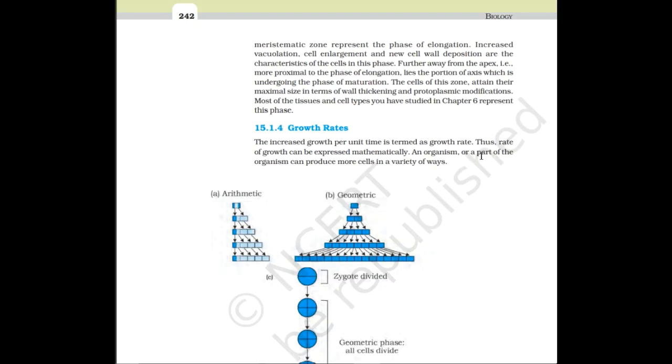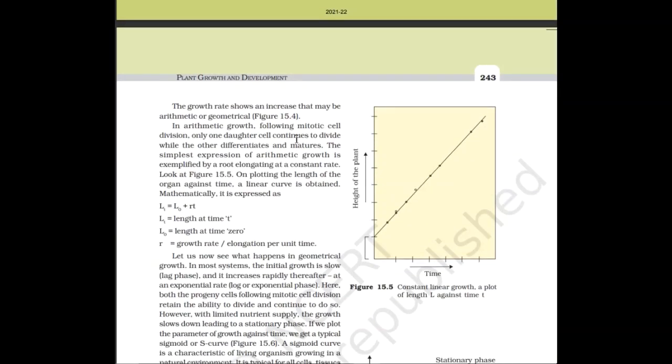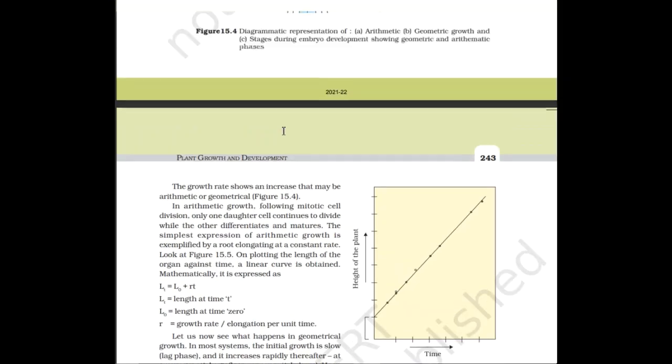Let us see the growth rates. The increased growth per unit time is termed as growth rate. Thus, rate of growth can be expressed mathematically. An organism or a part of the organism can produce more cells in a variety of ways. The growth rate shown may be arithmetic or geometrical. Figure 15.1.